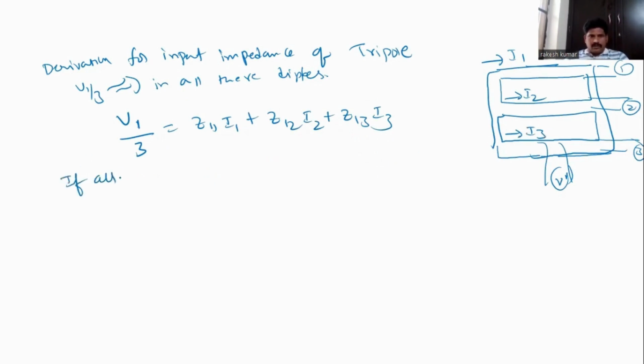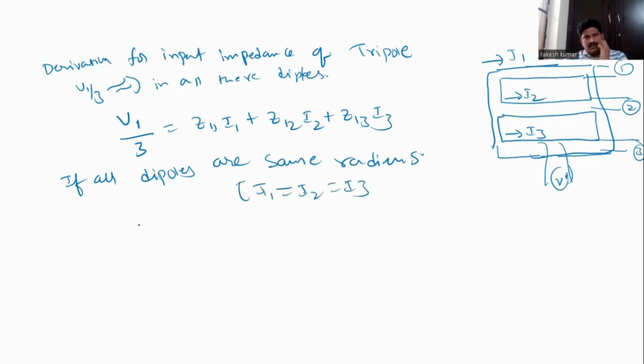Next, what is the condition we have assumed? If all dipoles have the same radius, then I1 is equal to I2 is equal to I3. Therefore, V1 by 3 is equal to I1 times (Z11 plus Z12 plus Z13). Z11 is the self-impedance of dipole 1, Z12 is the mutual impedance between dipole 1 and dipole 2, and Z13 is the mutual impedance between 1 and 3.